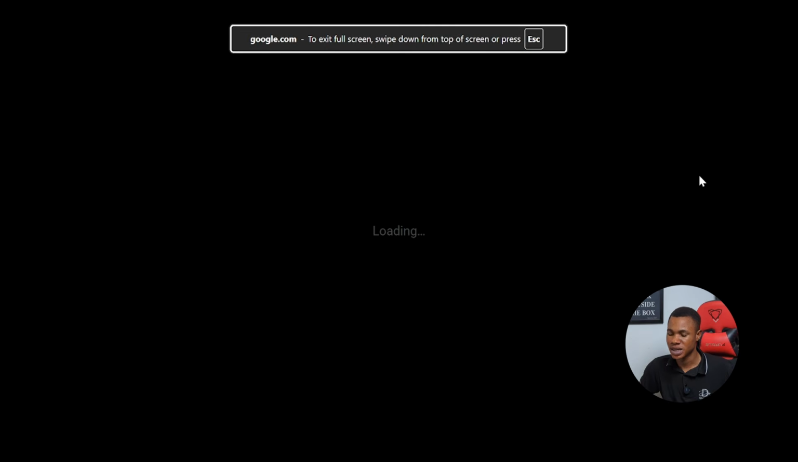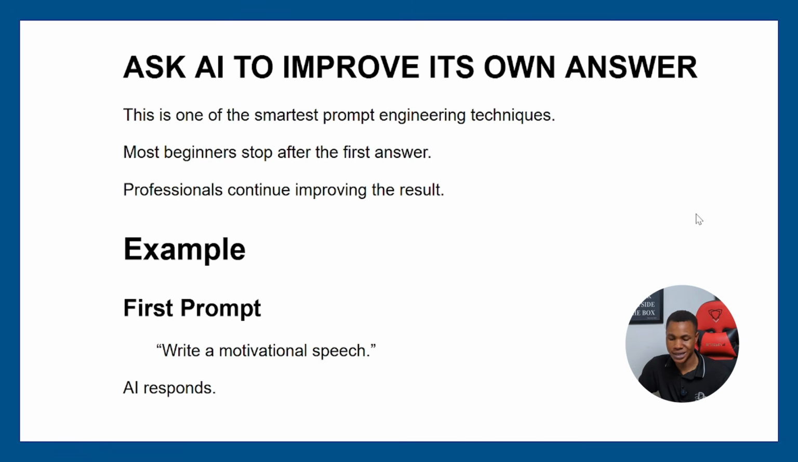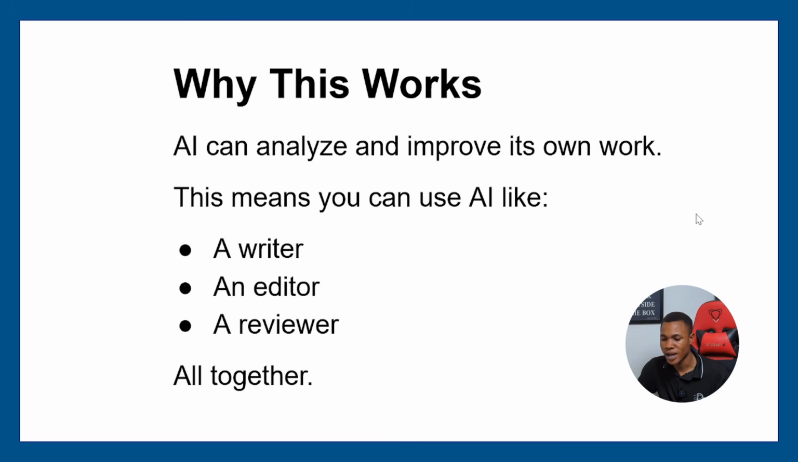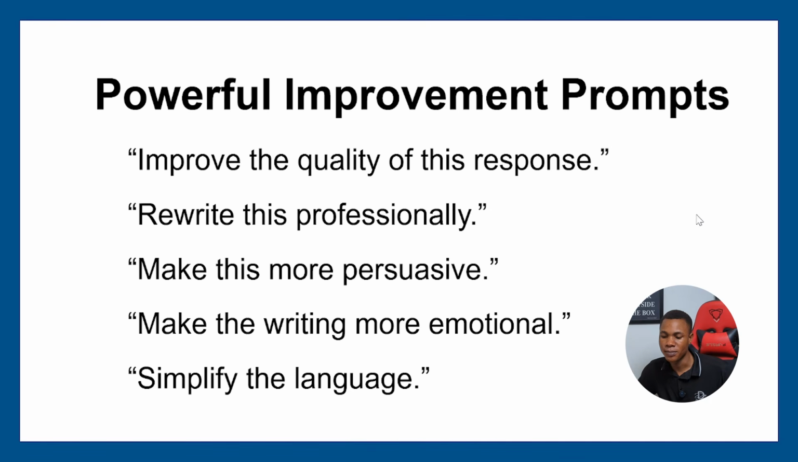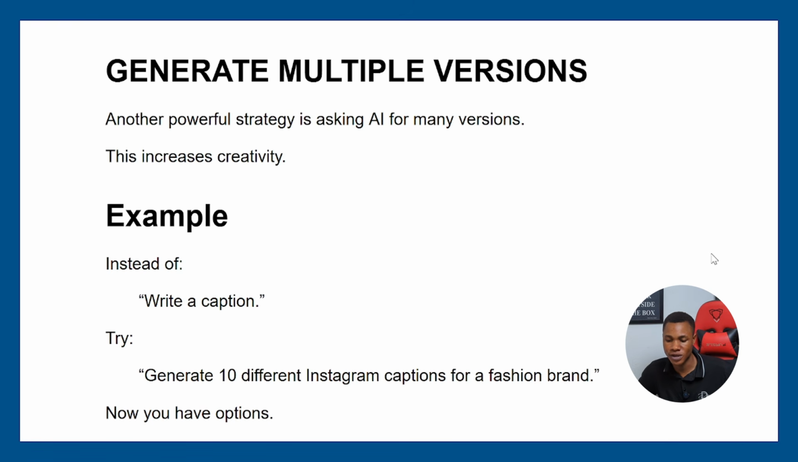So now let's proceed to the next thing. Ask AI to improve its own answer. We have been talking about that, right? A powerful improvement: improve the quality of this response. All right, rewrite this professionally, make this more persuasive, make the writing more emotional. All right, simplify the language. Important lessons: do not settle for the first output. If you don't like it, don't settle for it. So always refine the output repeatedly. The AI is always there to give you that.